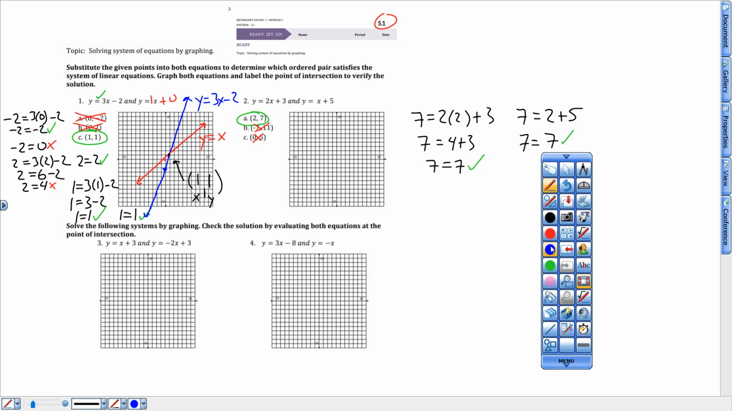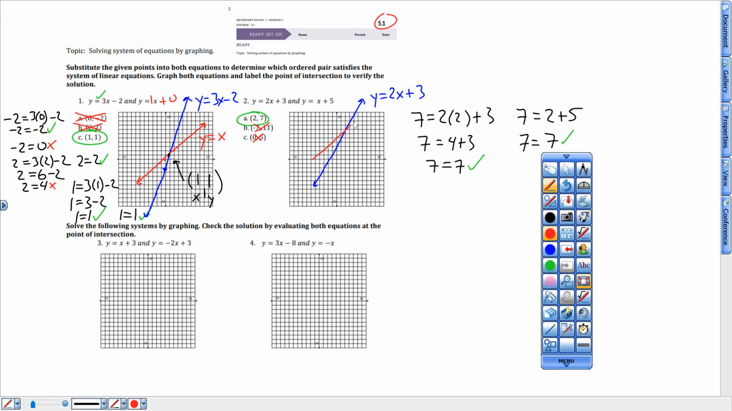So my graph starting at 3 on the y-axis, over 1, up 2, over 1, up 2, stair step the opposite way. Draw your line through them. Label that line. That's the line y equals 2x plus 3. Graph the other one. 5 is where I start on the y-axis. 1, 2, 3, 4, 5. And that one has a slope of over 1, up 1, over 1, up 1.